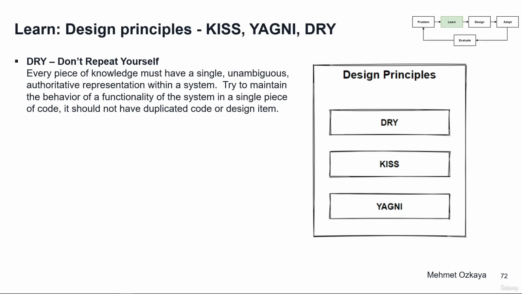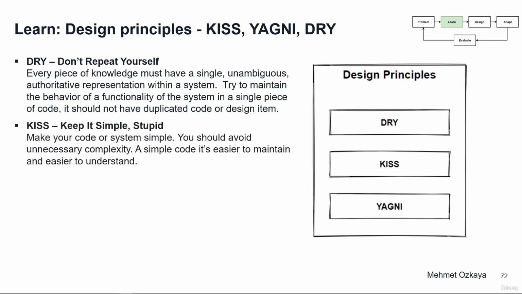And the second principle is KISS. KISS stands for keep it simple stupid. This principle is about making your code or system simple. You should avoid unnecessary complexity. Simple code is easier to maintain and easier to understand. You can apply this principle in the design and the implementation of the code.